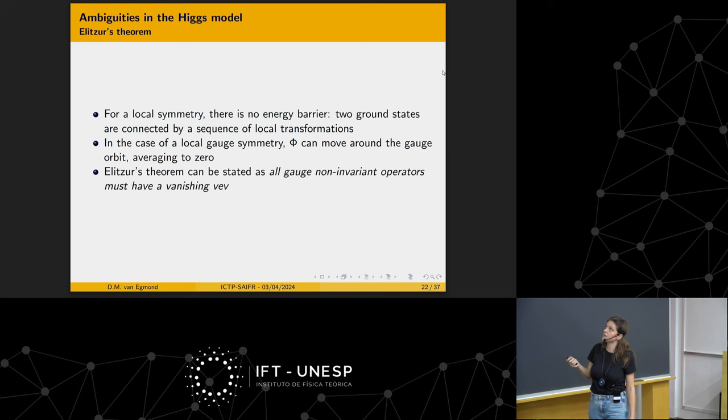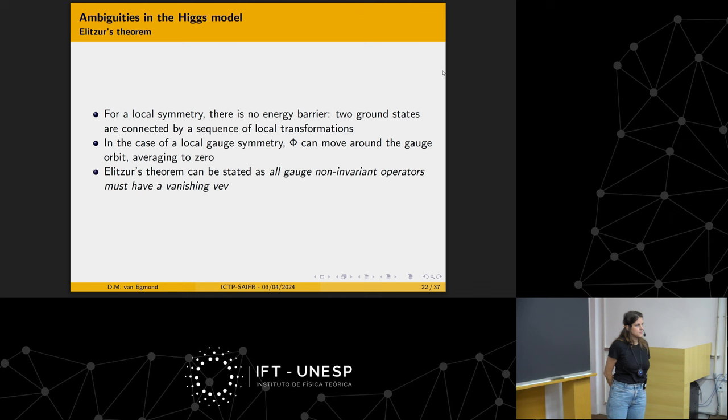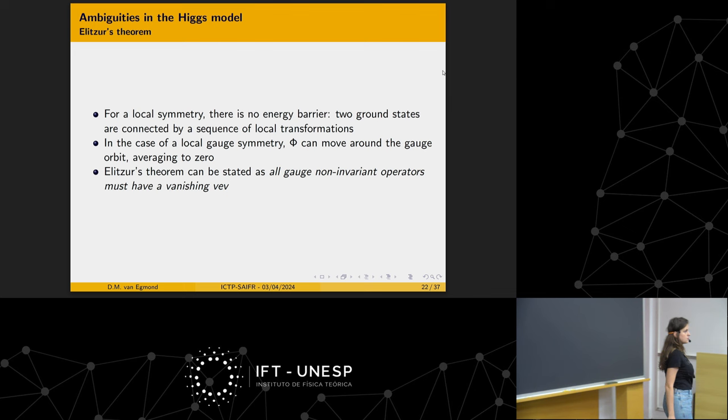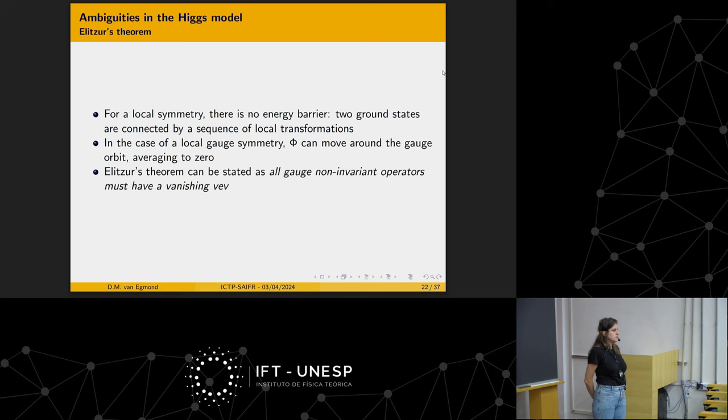Yes? Can I make a comment? So that's the part that gets me confused. I understand that if you have an infinite system with only a global symmetry, you have trouble going from one ground state to another ground state because you would have to fluctuate. Just think of a sea of spins. You would have to fluctuate every spin in the same direction at the same time. And that's highly improbable.